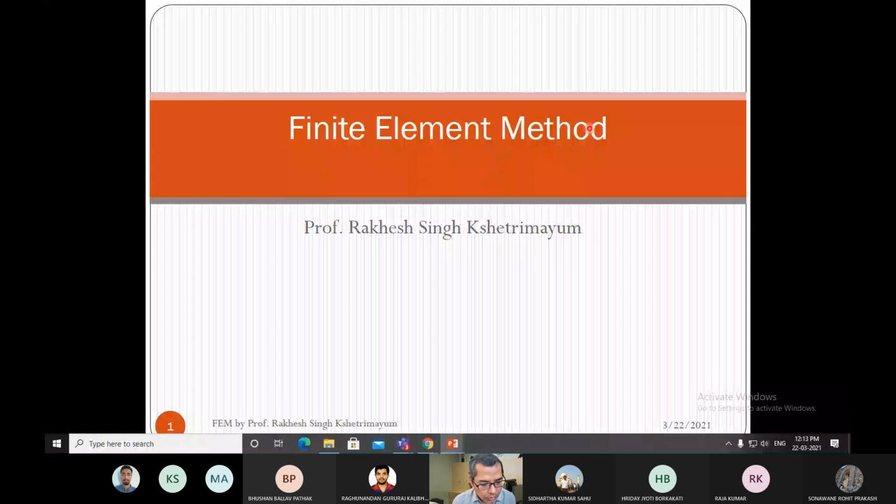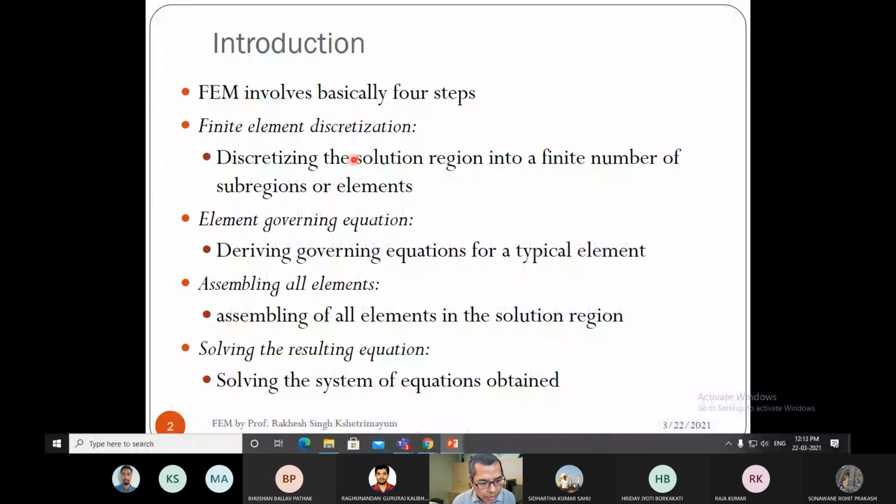So this is the last method we'll be learning in this course, the finite element method, and like MOM, FEM also has 4 basic steps. We'll see them one by one by taking examples today. The first step is very similar to your MOM. You do the discretization of the solution region, so you discretize the solution region into a finite number of subregions or elements, and for every element or subregion, you also find a governing equation.